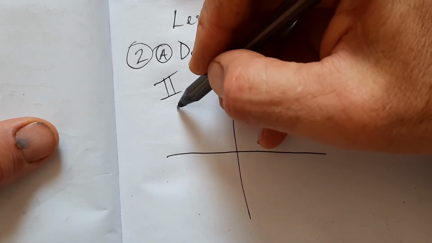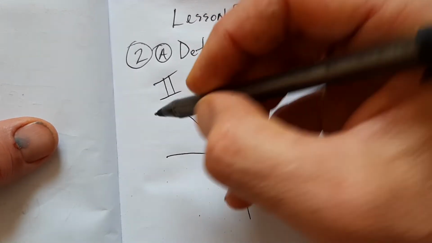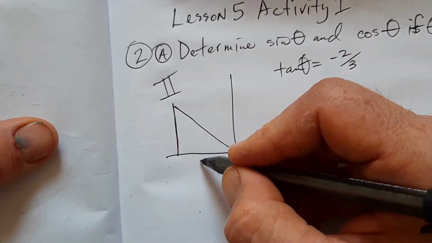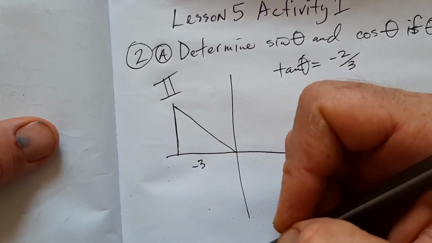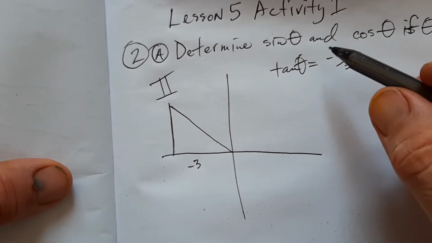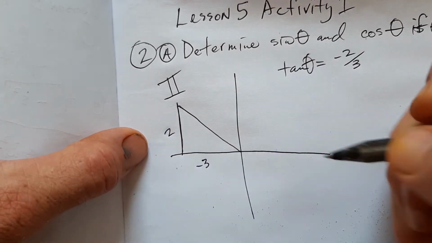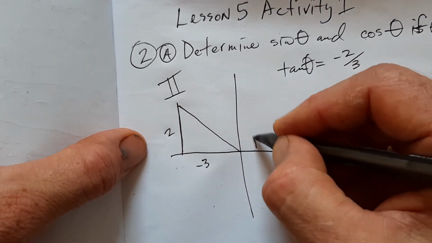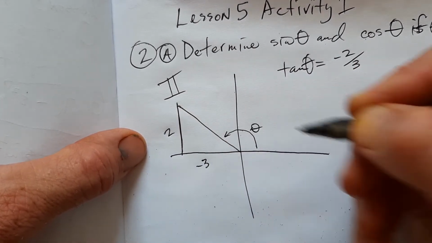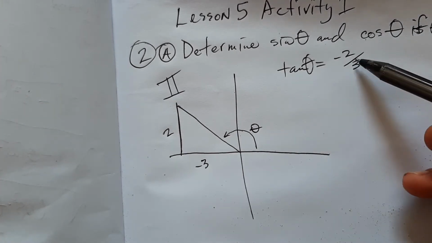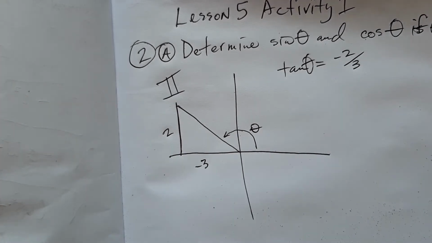I'm not using identities here. I'll do that in a minute. It'd be something like that. I don't know how accurate that is. This side would be my negative 3, and that'll affect my values of sine and cosine. And the other side will be a positive 2. That way I'd have a tangent of theta of negative 2/3. It doesn't say determine theta. We could just take tangent inverse of negative 2/3 and it'd give us our theta.